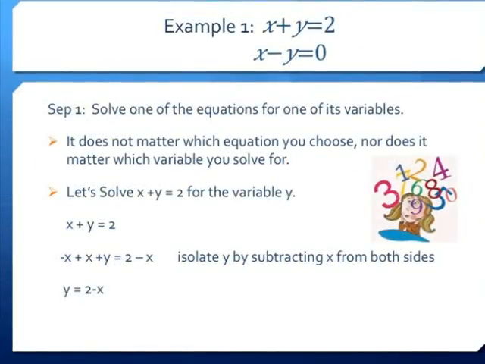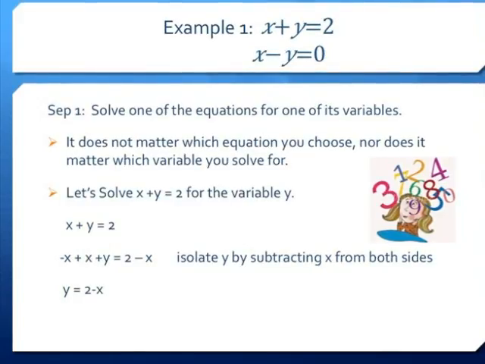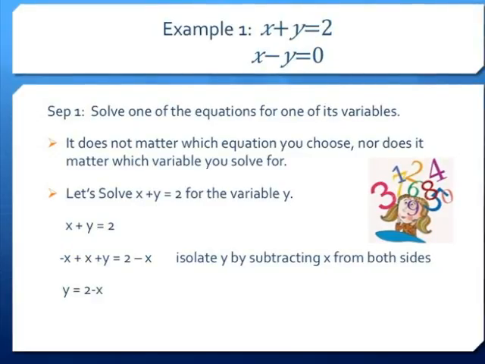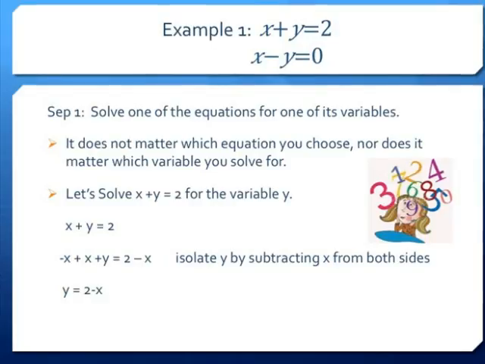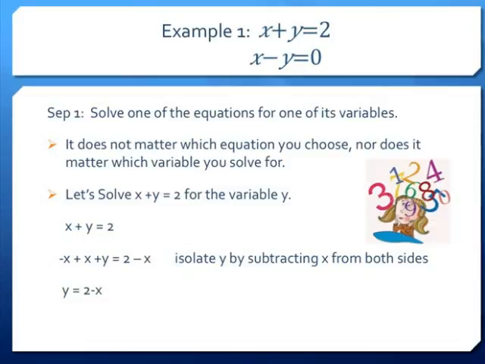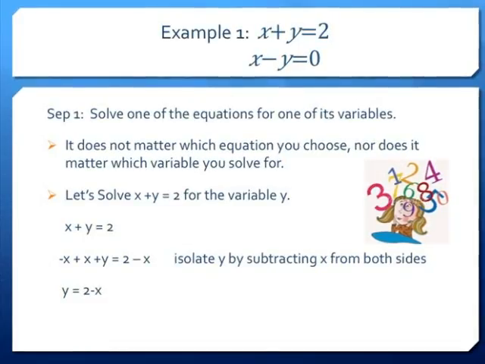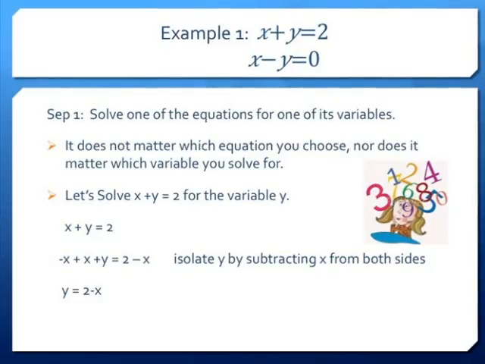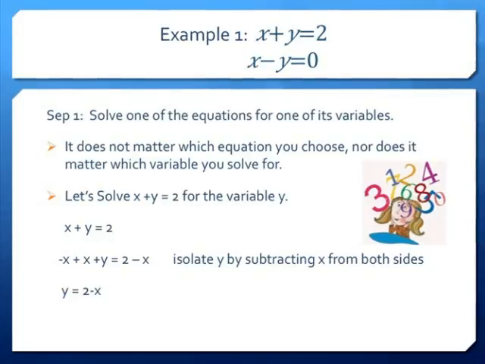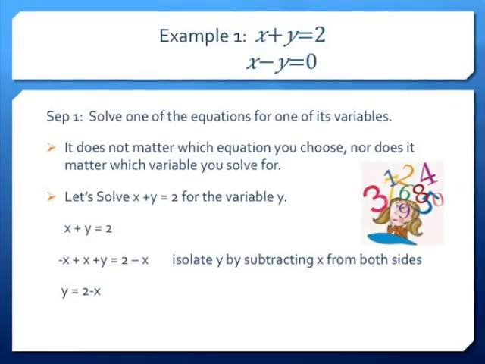Example 1. x plus y equals 2 and x minus y equals 0. So, step 1, solve one of the equations for its variable, and remember it doesn't matter which one we solve for. So we're solving x plus y equals 2 for the variable y. Remember, we have to isolate the variable y by subtracting x from both sides. When we subtract x from both sides, we get y equals 2 minus x.